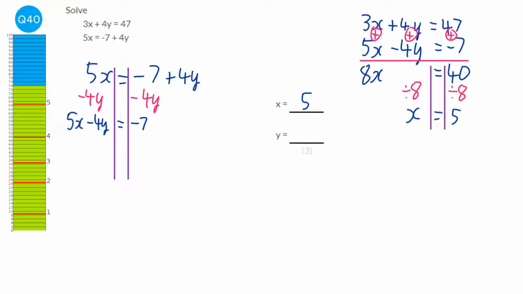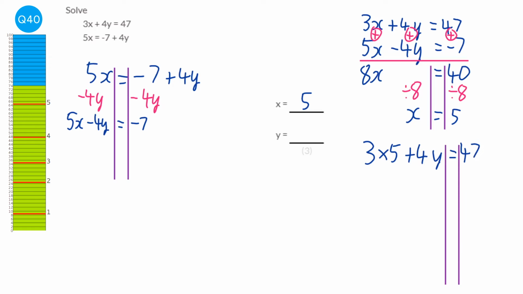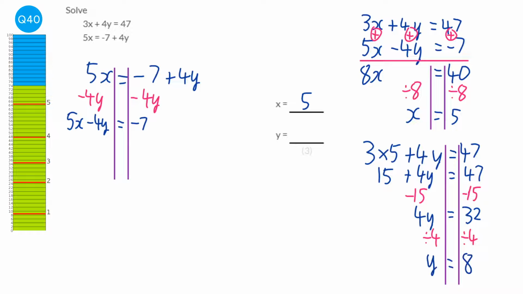And we're going to substitute that value into one of the equations. I'm going to pick this top one. So instead of 3x, we're doing 3 times 5 plus 4y equals 47. Get my solving lines in. So that will be 15 plus 4y equals 47, and then we're going to take away the 15 both sides, and so it's 4y equals 47 take away 15, which is 32. Divide by 4 both sides, and we get y equals 8.